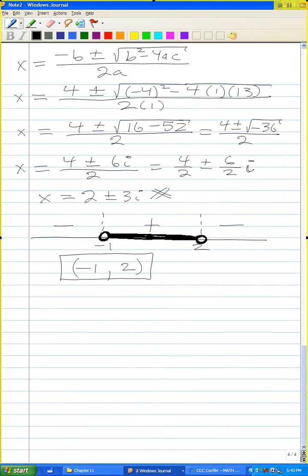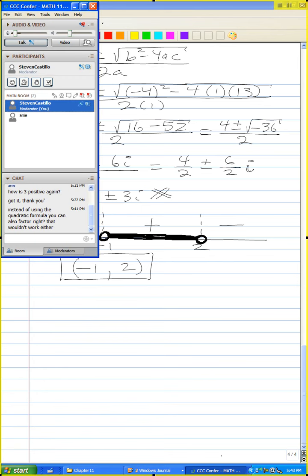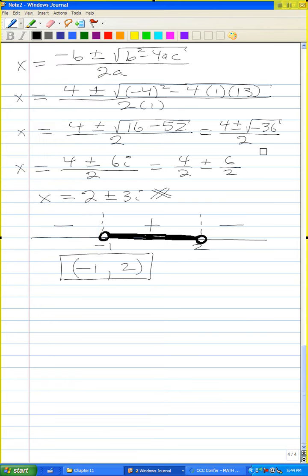Any questions about that? Oh, good. Instead of using the quadratic formula, can you factor? Oh, that wouldn't work. So you couldn't factor because the only time you can factor is if the discriminant were zero, but in this case, the discriminant is actually a negative number, so you can only factor over the complex numbers, which we don't want to.